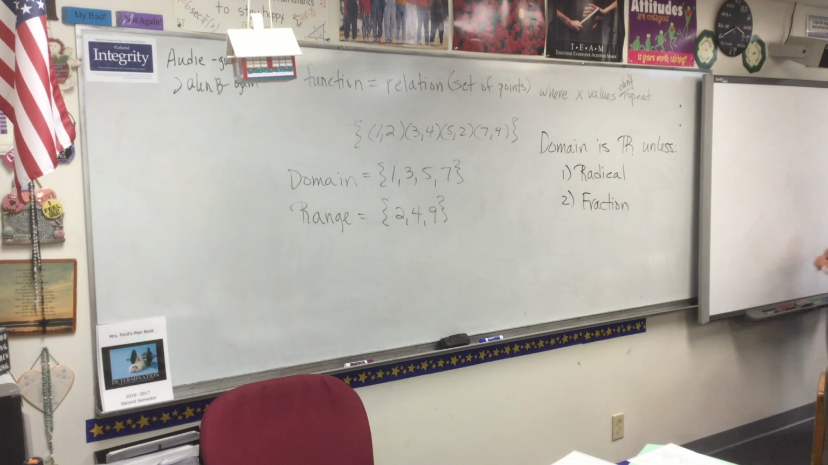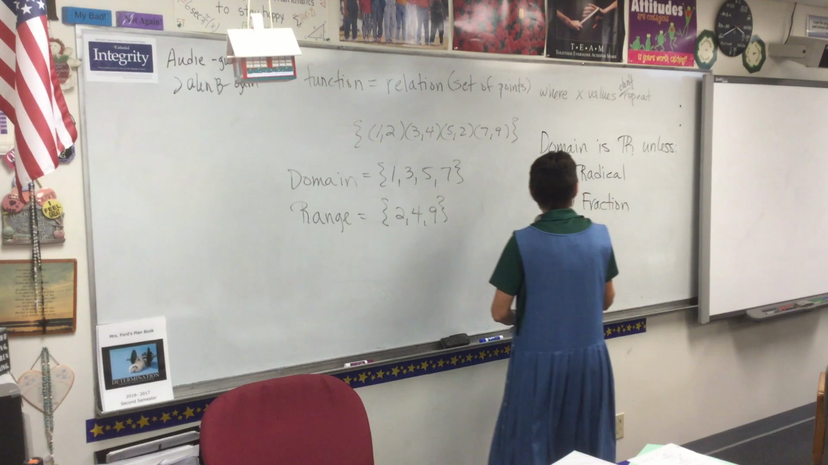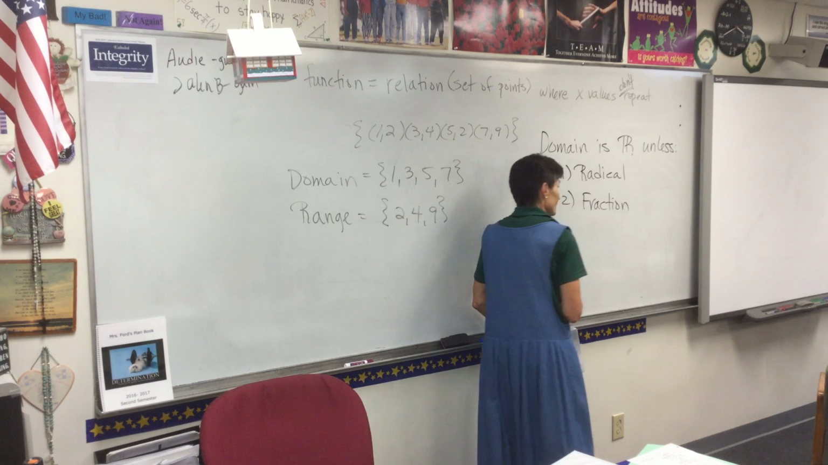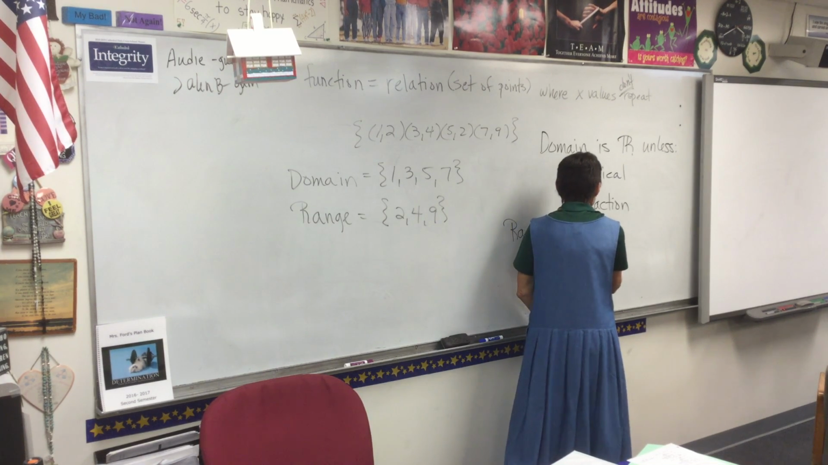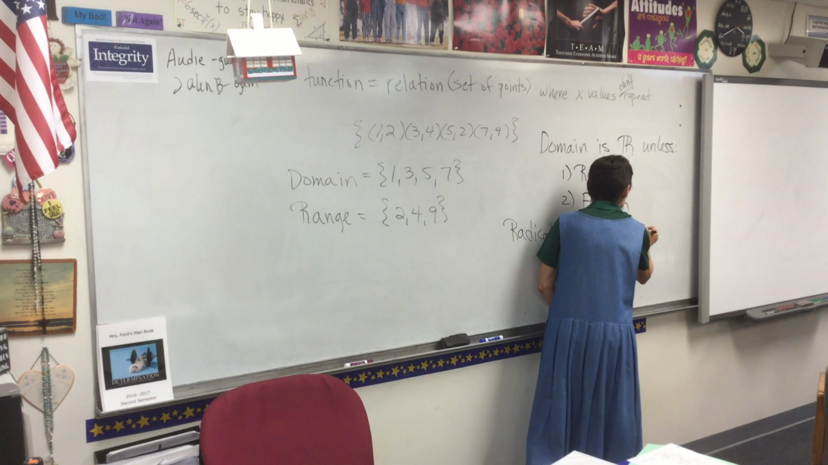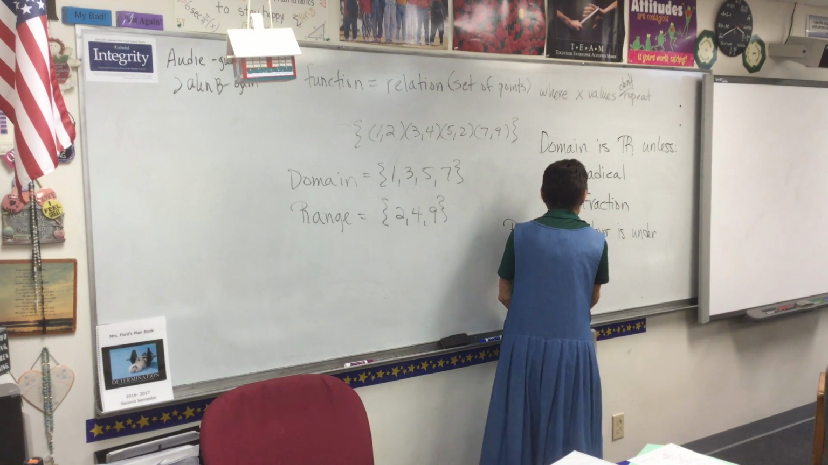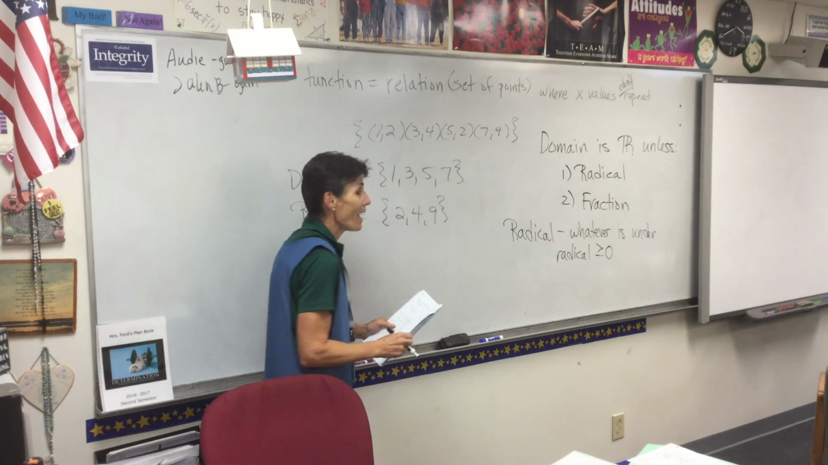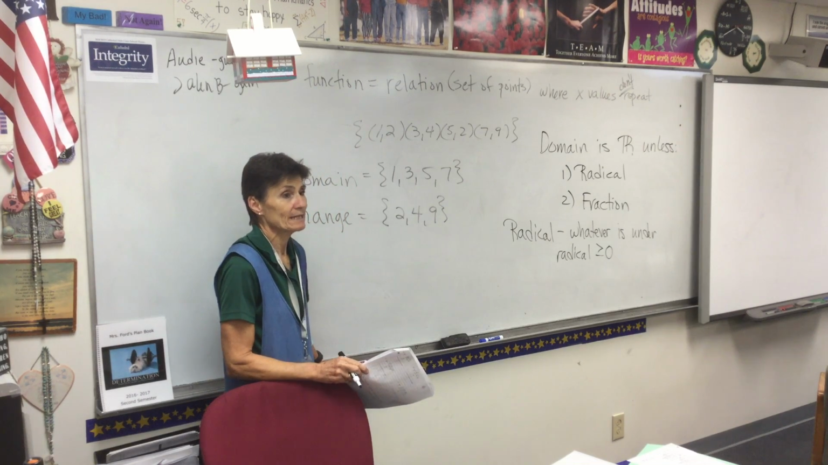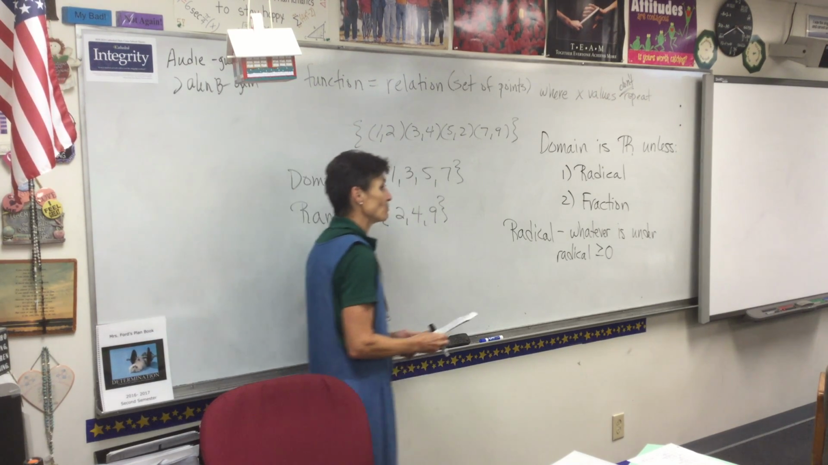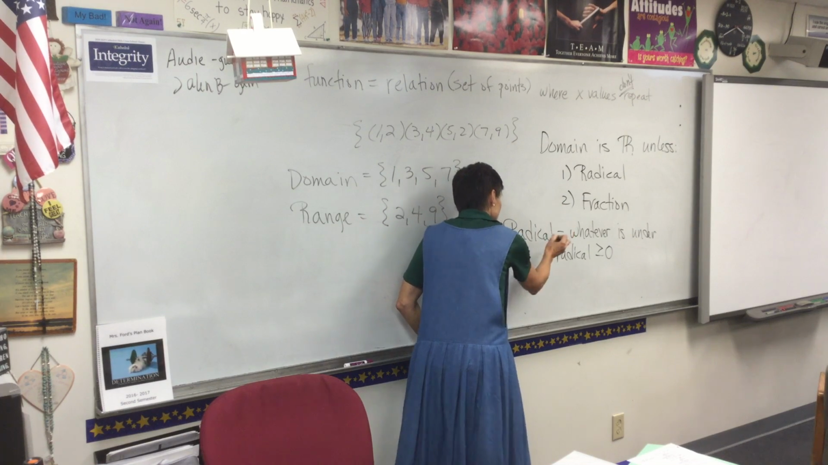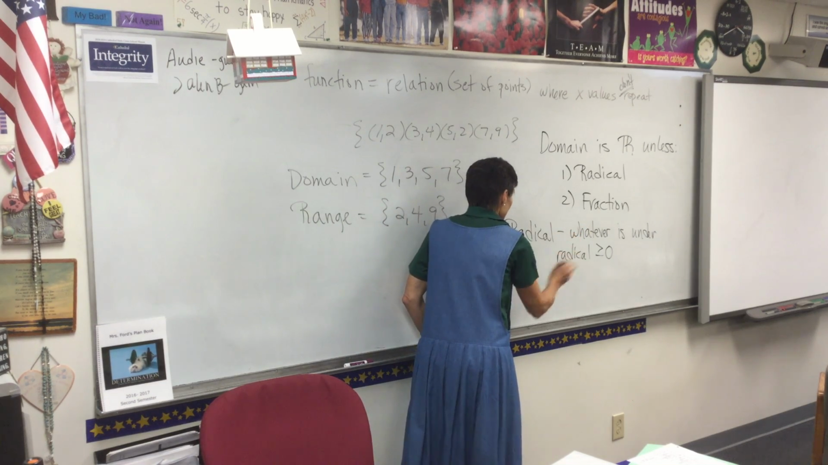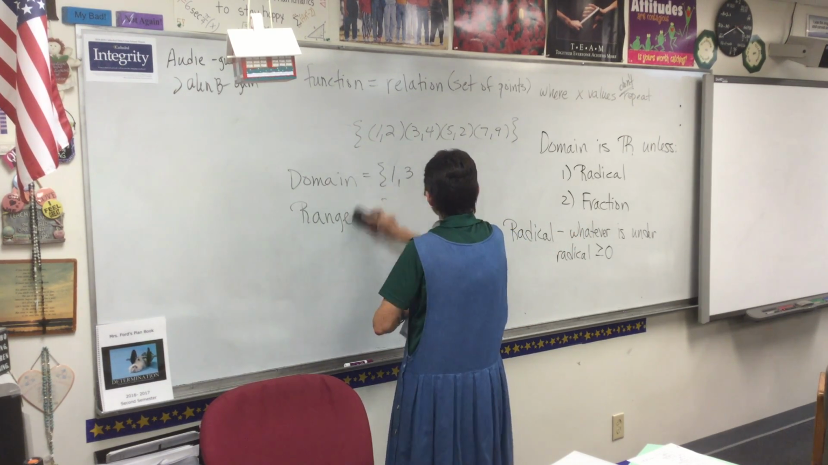So here comes the second part. This is the first part of the rule. The second part of the rule is, if you have a radical, whatever is under the radical must be greater than or equal to 0. So if you have a problem with a radical in it, you have a domain restriction, and this is the restriction. Whatever happens to be under the radical sign has to be greater than or equal to 0.